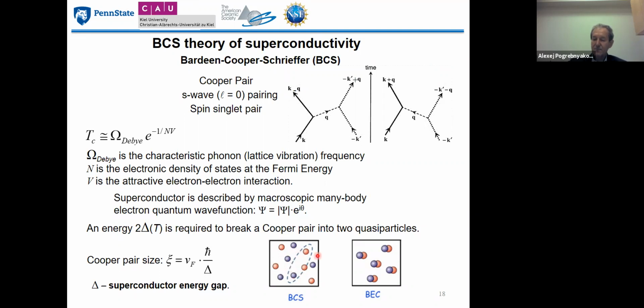So this theory, BCS theory, was developed further in several years after the publication, and the theory of superconductivity was the most accurate physical theory in condensed matter physics.